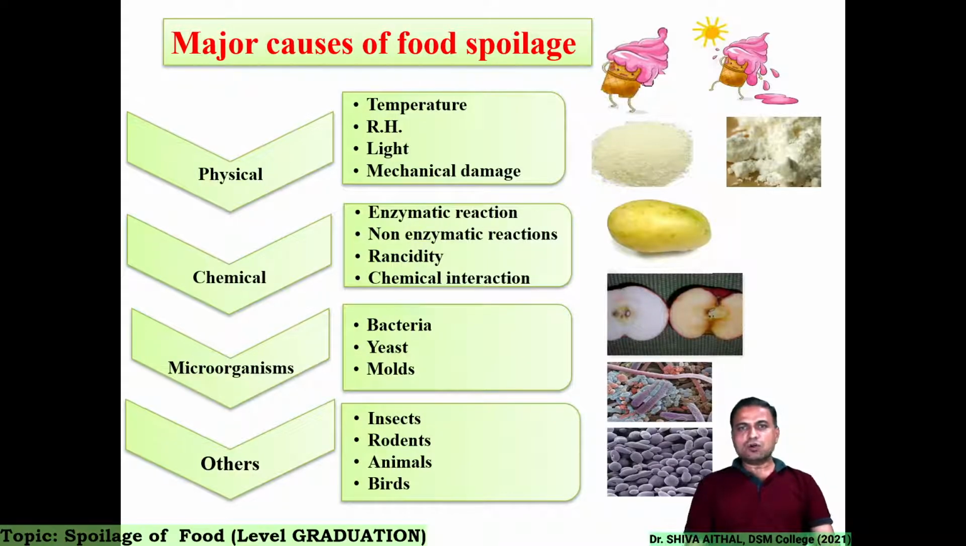Now the major causes of food spoilage can be categorized into three major types: physical changes in the food, or physical food spoilage we can say; chemical reactions which cause food spoilage; and microorganisms which cause food spoilage. In physical, as you can see, temperature, light, mechanical damage, radiations, heat, these are some of the major causes of food spoilage. For chemical reactions, enzymatic reactions are there, non-enzymatic reactions are there.